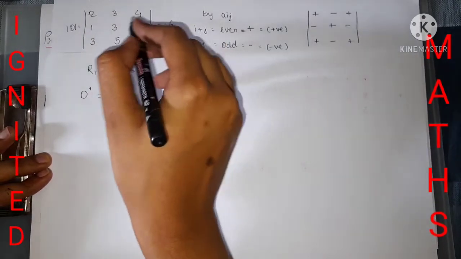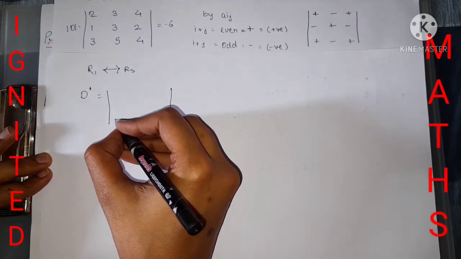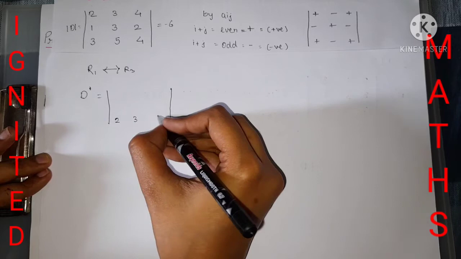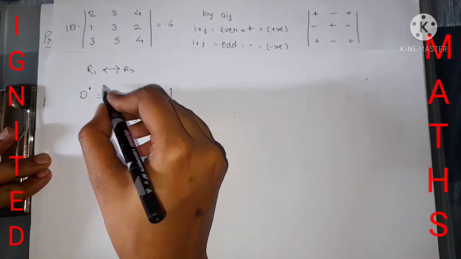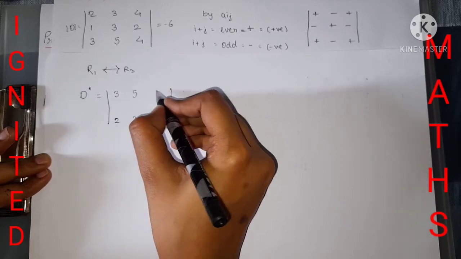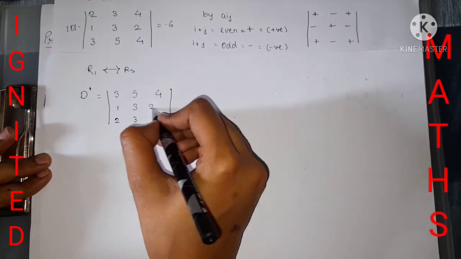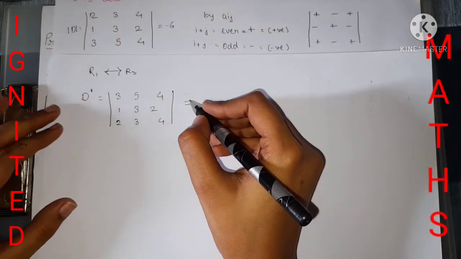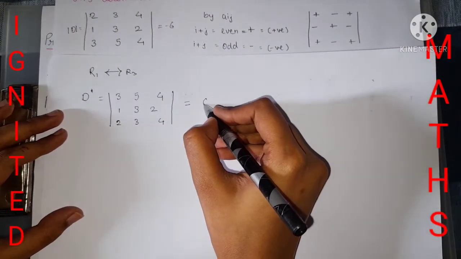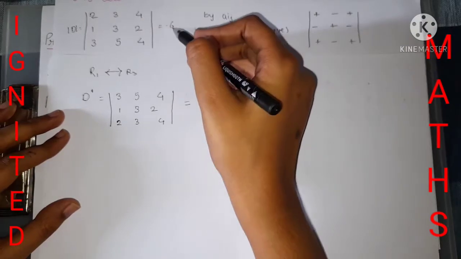So row 1 is 2, 3, 4. I'm going to take it as row 3: 2, 3, 4. And row 3 value is 3, 5, 4. I'm going to take it as row 1: 3, 5, 4. And 1, 3, 2 stays as it is. So after finding the value of the determinant of D dash, I got the value as 6. But the D value is minus 6.